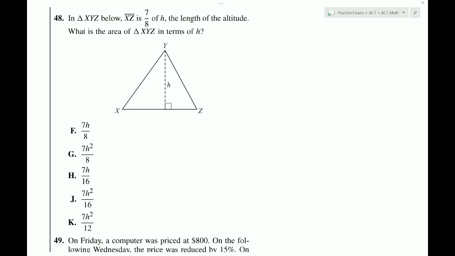In the XYZ triangle below, XZ is 7/8 of H. So when we see XZ, we could label that as 7/8 H. What is the area? Okay, so they want the area. We know the area formula for a triangle is 1/2 base times height. And I prefer to write it like this, base height over 2. Now, the base is going to be equal to this, and the height is just h. So the base is 7h over 8. The height is just h. And then we have to divide that by 2.